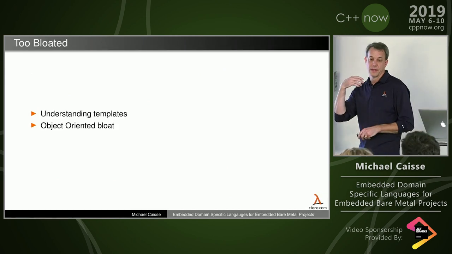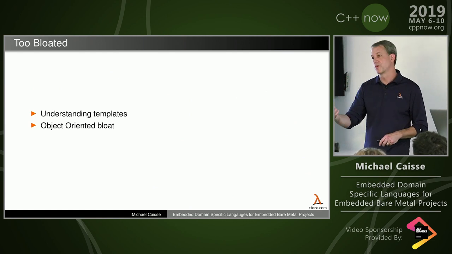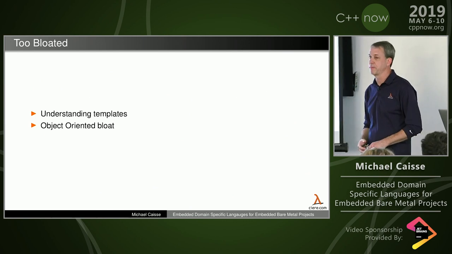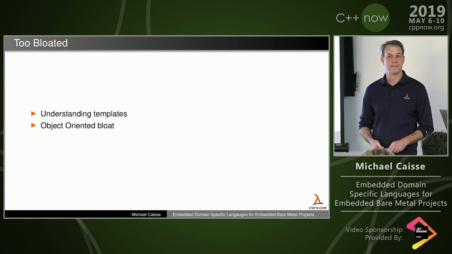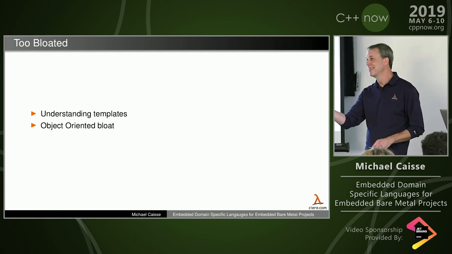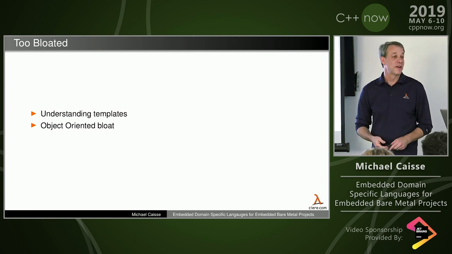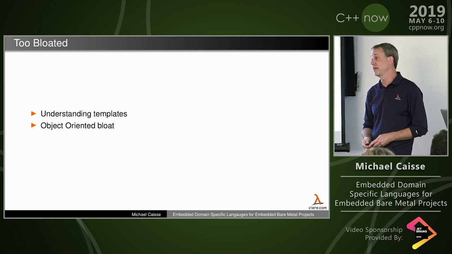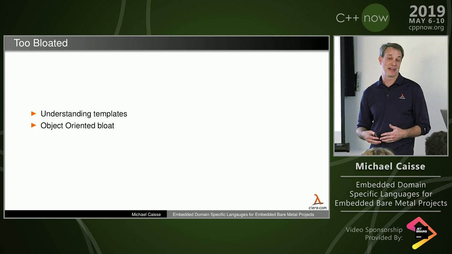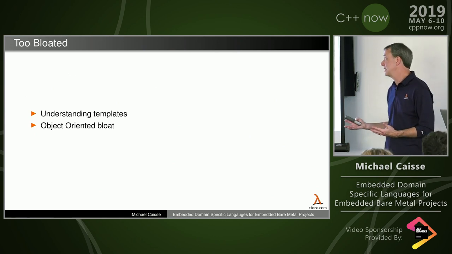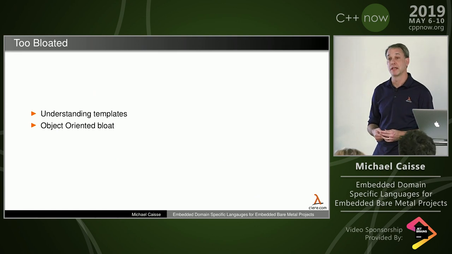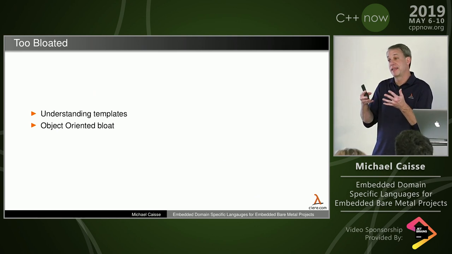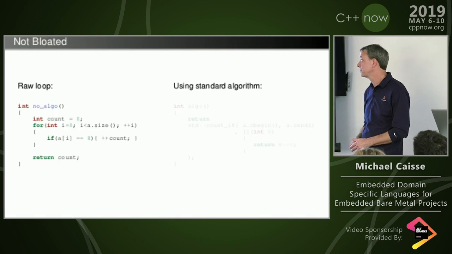Object-oriented bloat. C++ is a wonderful language, and it supports all kinds of different programming idioms. Object-oriented is an idiom. So there's some smiles. It's one. There are lots of idioms, and it's not necessarily the right idiom all the time. In fact, probably seldom. Find the right idiom that matches the problem that you're solving. And it might be different idioms at different times in the same project.